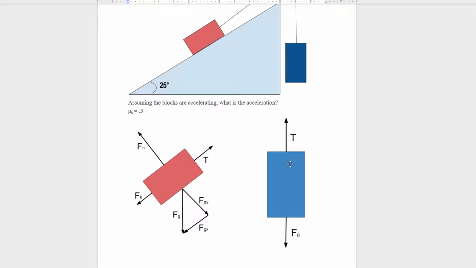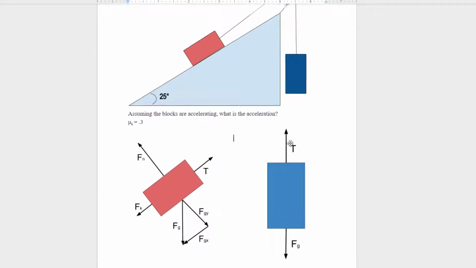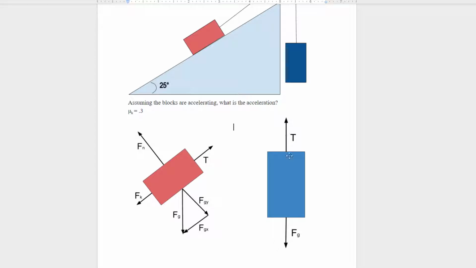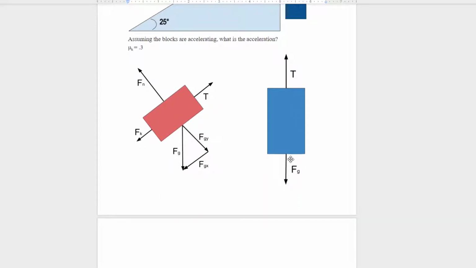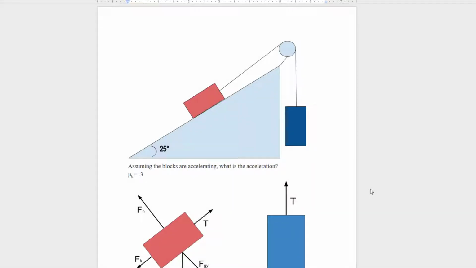But for now, we're going to look at this second block. This second block's a lot easier to look at. You just have the tension coming from this block again, upwards, and then you have the force of gravity downwards. Alright, now it's time to do some basic algebra.